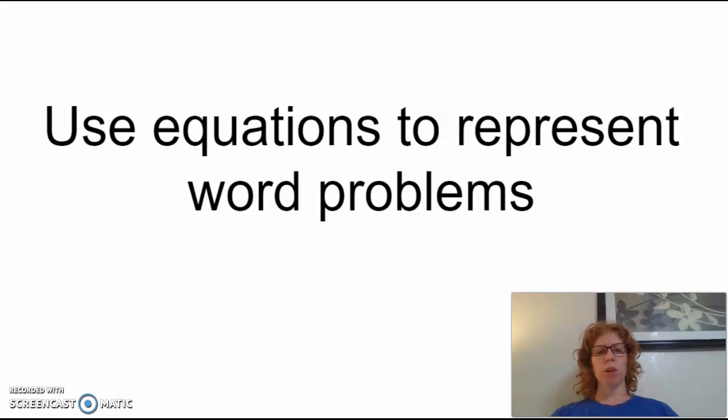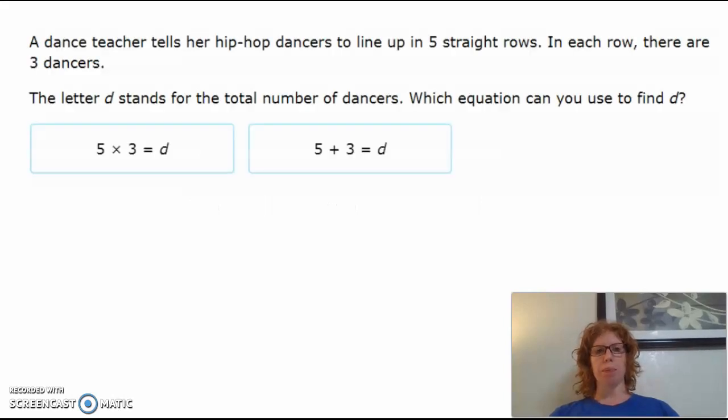Right now we are going to work on using equations to represent word problems. That means that there's going to be a math problem, something plus something equals something, or something times something equals something. That's what an equation is when there's an equal sign in a word problem or in a math problem.